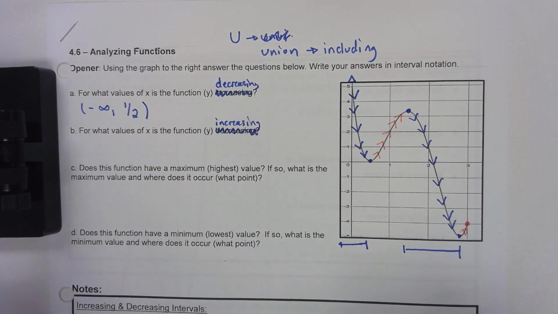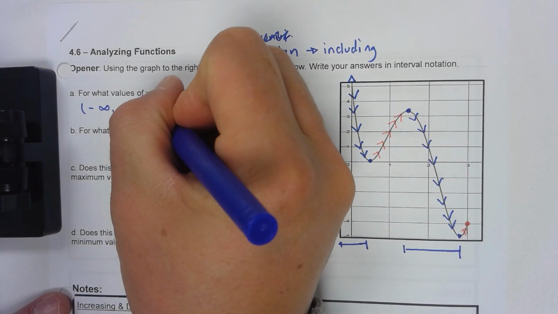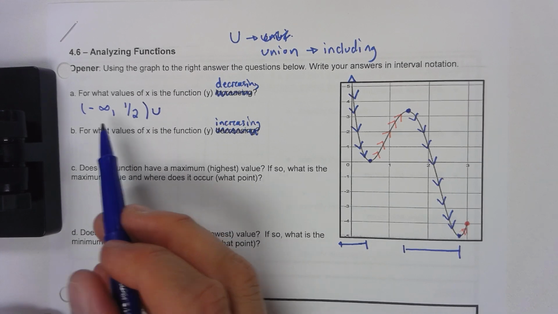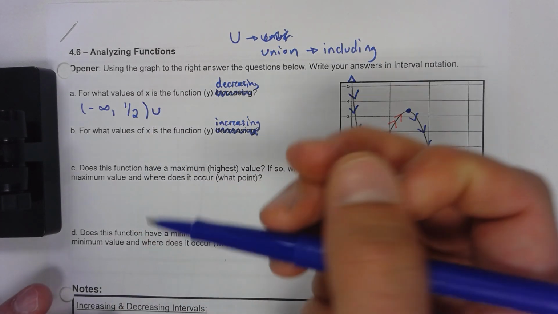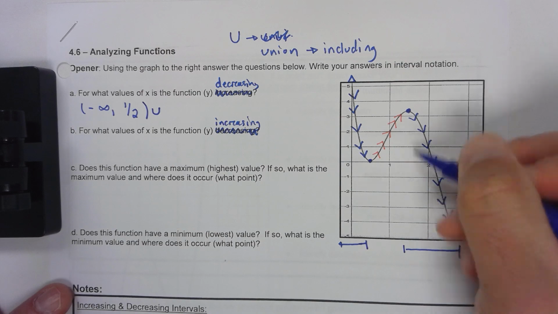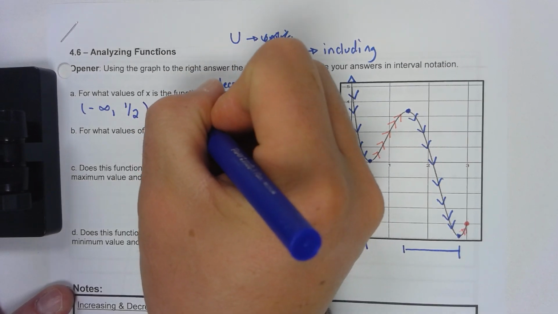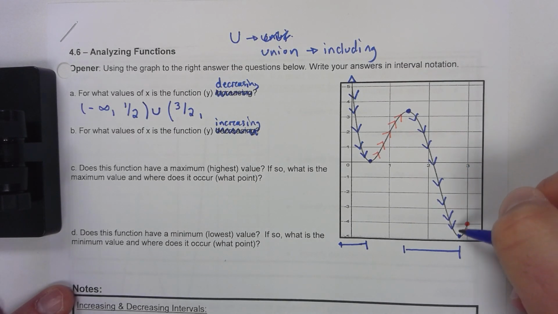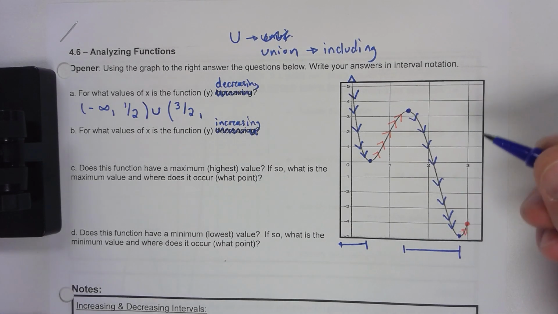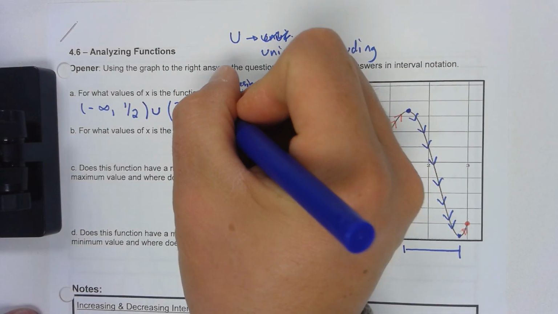But now there's another interval that's decreasing. We decrease again when we're in between 1 and 2, so that's why we need that union symbol. We're decreasing on the interval from negative infinity to 1/2, and including the interval from, this looks like 1.5, which as a fraction would be 3/2. Then it stops decreasing once we get to this minimum value, which again, I don't know exactly where that is. Let's call it like 2.8. I don't have a good fraction there, so let's keep it in fraction form. Let's call it fourths, so 11/4.